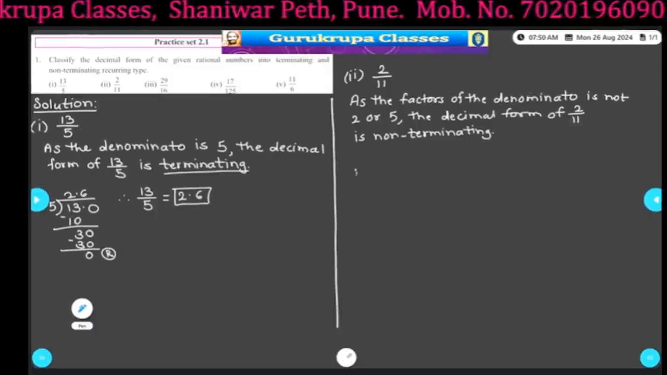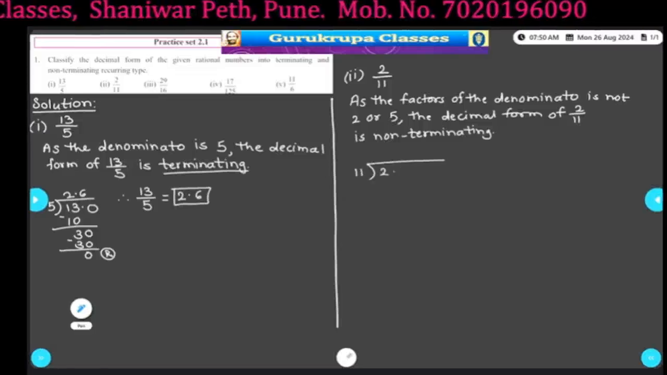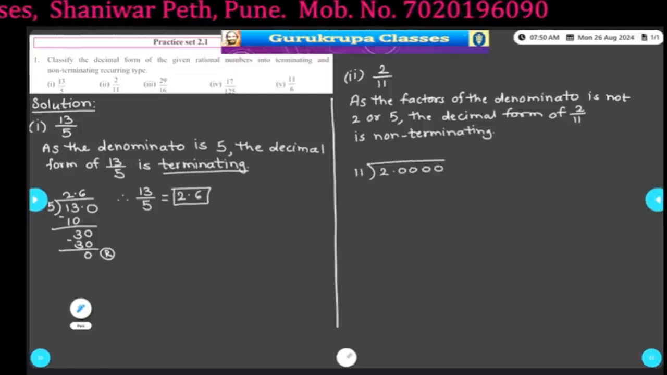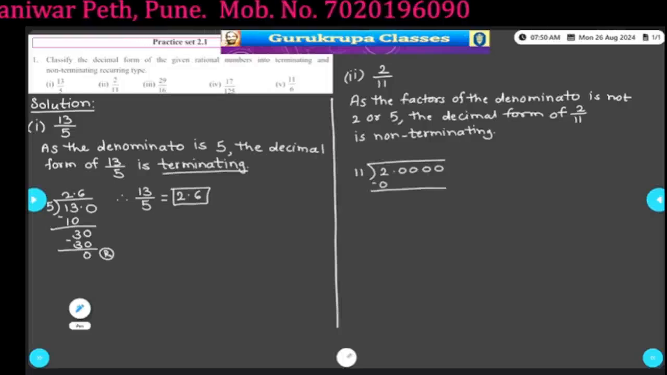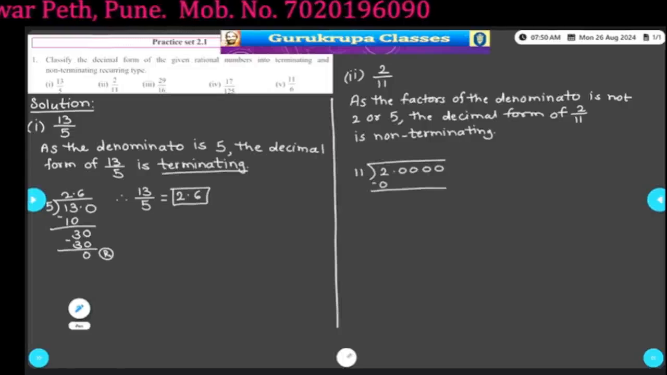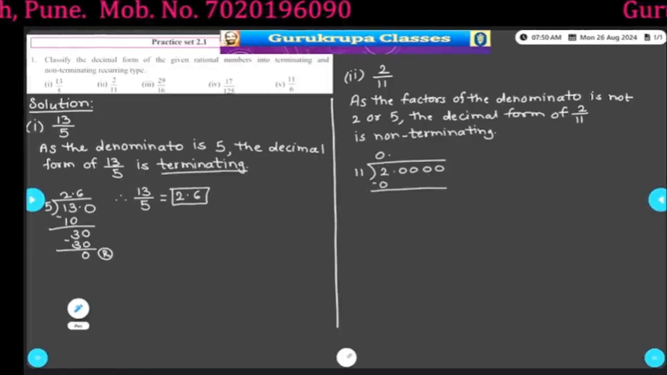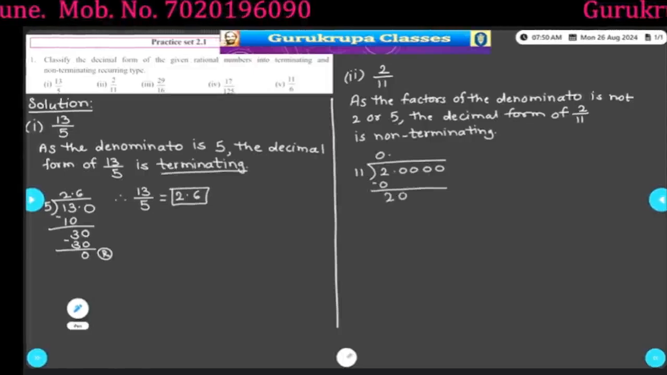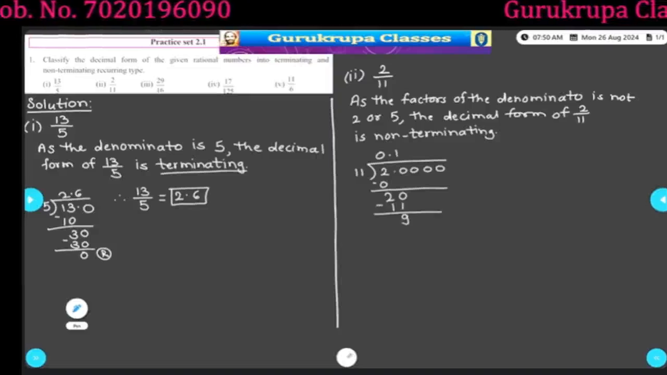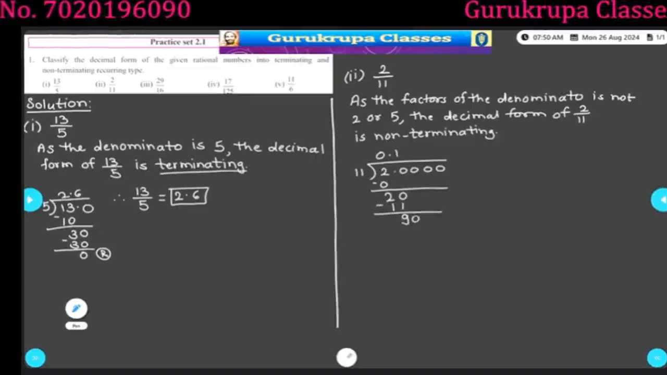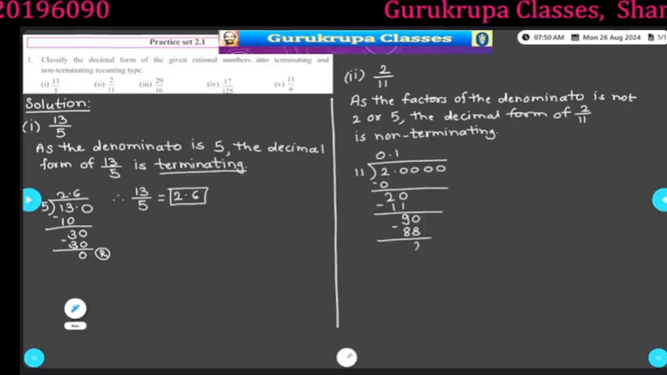So 11 is the divisor here and 2 is the dividend. So we can take group of zeros here. Now 11 0, 0. So first quotient we get 0 and then point we get 0, 20. 11 ones are 11. Again we get 9. Next 0 we can take 88. 11 8s are 88. There we can take 2.